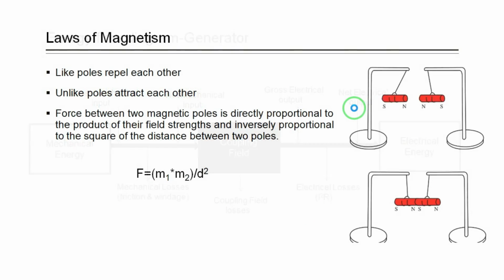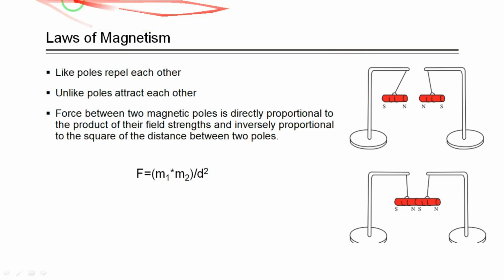Now we will discuss some important laws and definitions for electromechanical energy conversion. The main important law is the law of magnetism, which we already learned in school days. It says that like poles repel each other, and unlike poles attract each other. See this diagram on the right side. North pole and north pole repel each other, north pole and south pole attract each other. This is a very important law.